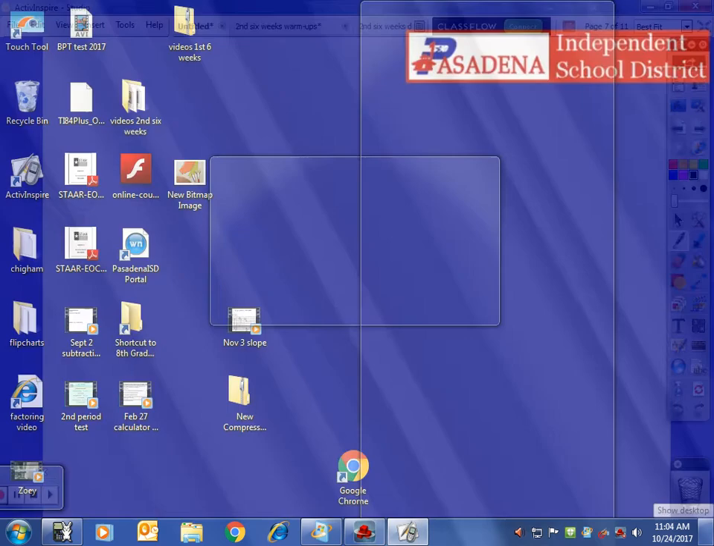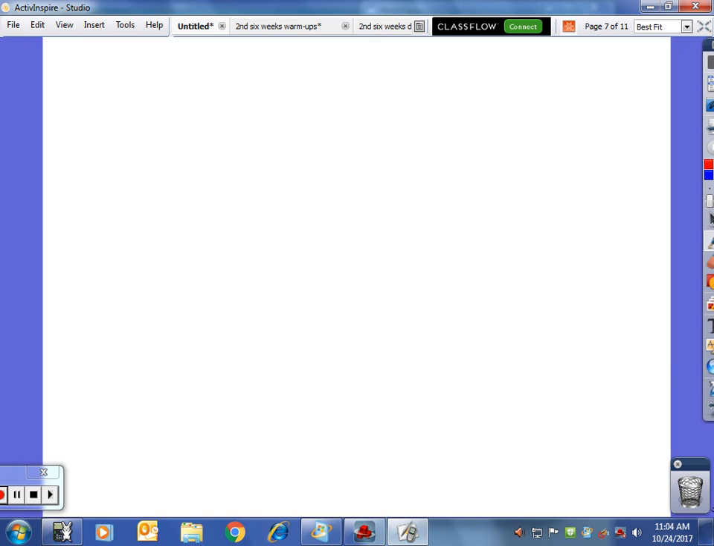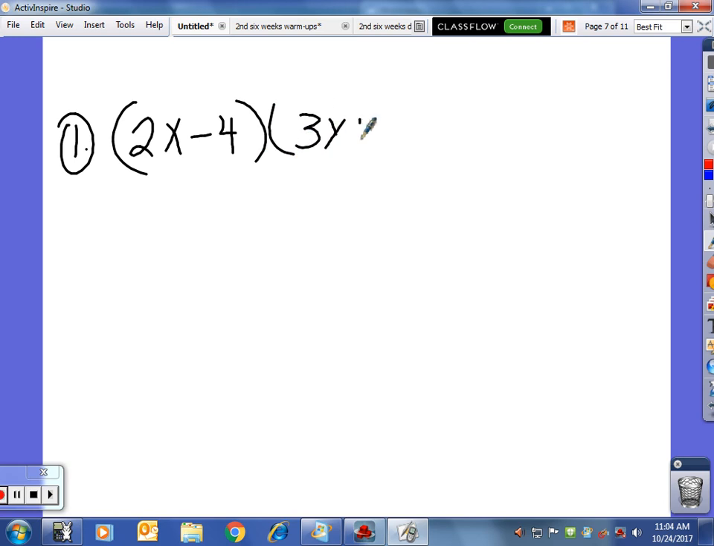Okay, so here we go. We are going to multiply. We're going to start with two binomials. Number 1, 2x minus 4 times 3x plus 2. And again, this is the first time we've done a problem like this.